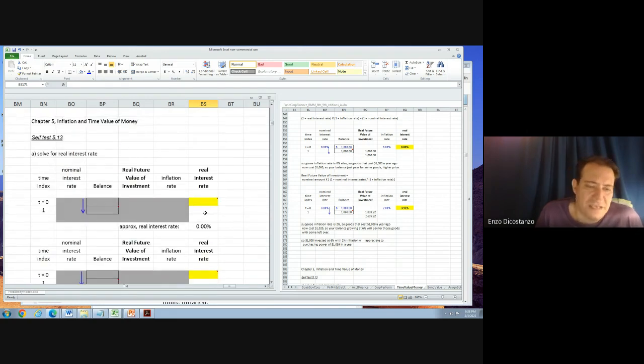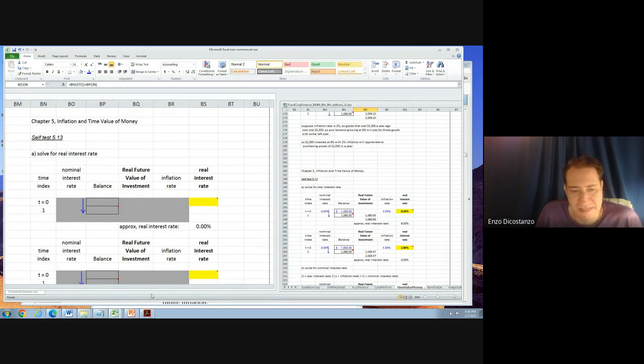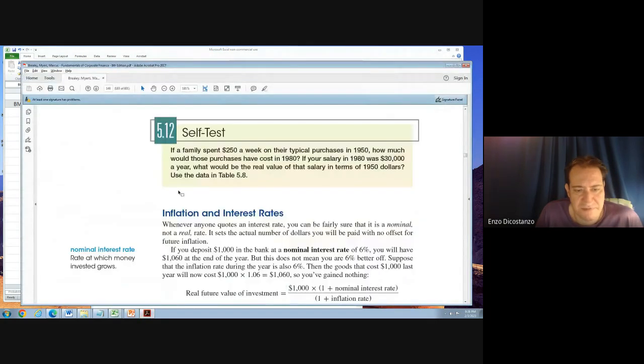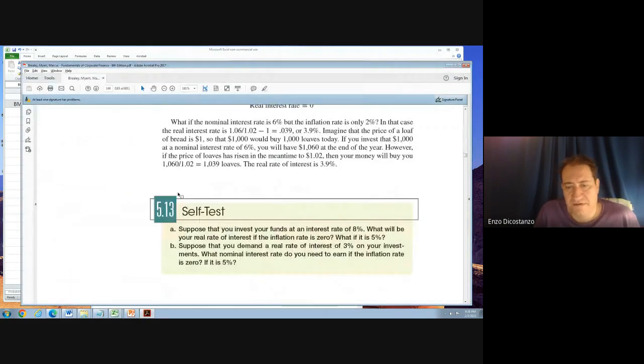And this is the self test. This is all the same stuff. Let's look at the self test. You invested 8%. What's the real rate if inflation is 0? What if inflation is 5%? What if you demand 3%? What's the nominal rate you need? So there's a few questions here.